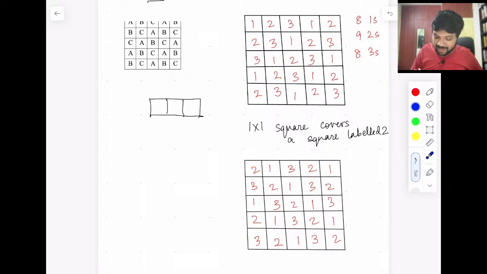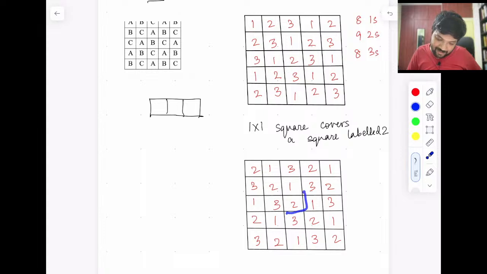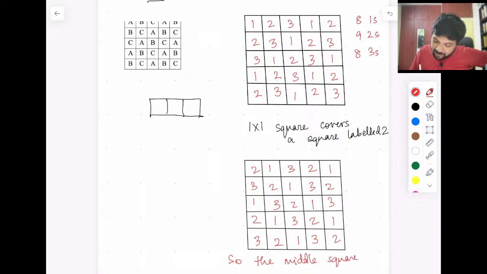So now you see, it's amazing, right? In these two colorings, the only thing in common is the center square, where the twos are common. Yeah, it's correct. Amazing, right? So the proof is over. This middle square must be the 1 cross 1 square. Yeah, it's really nice.